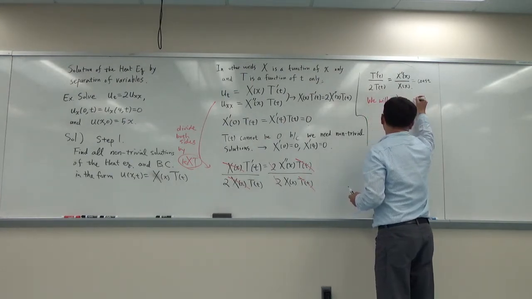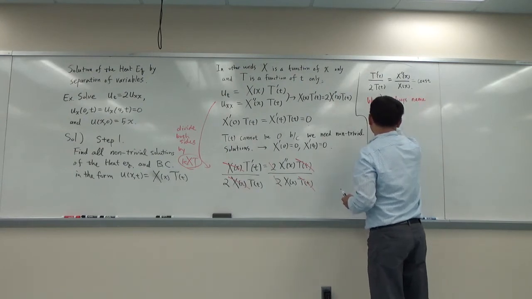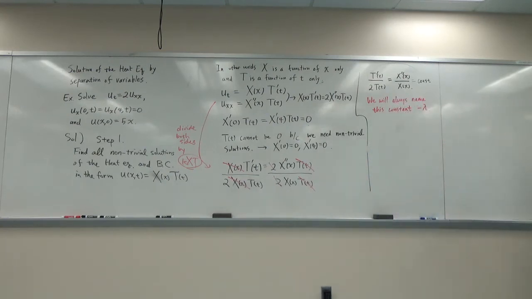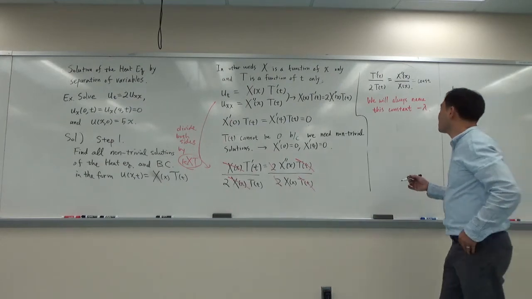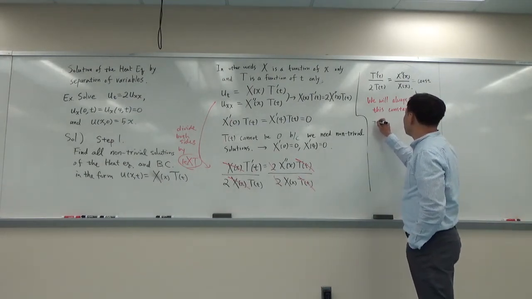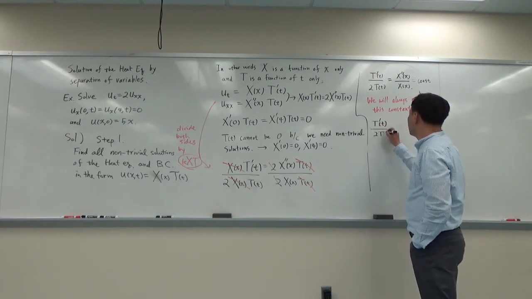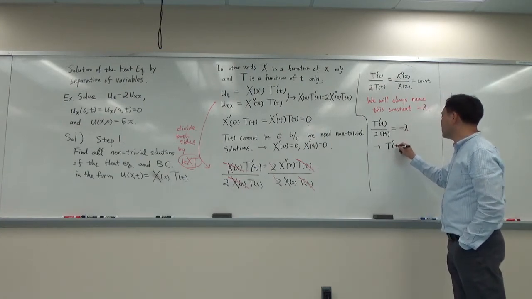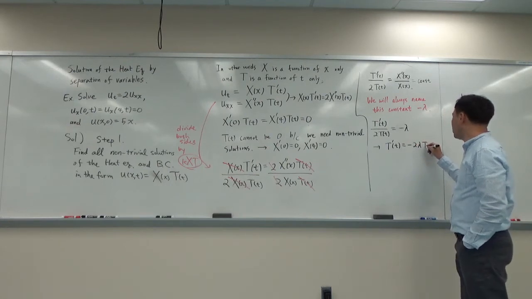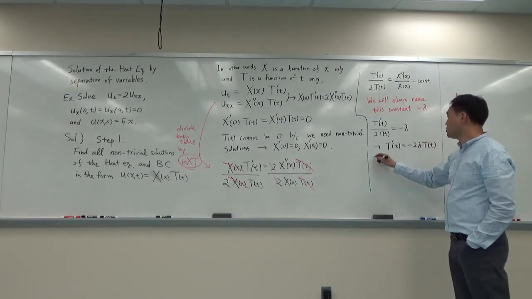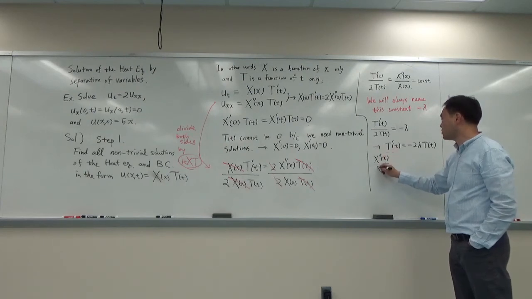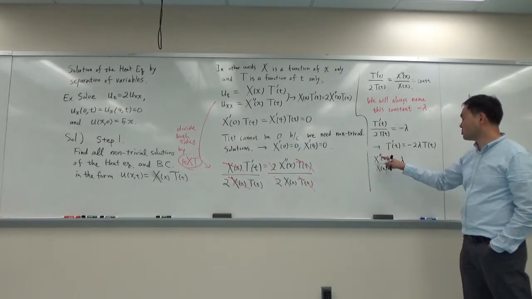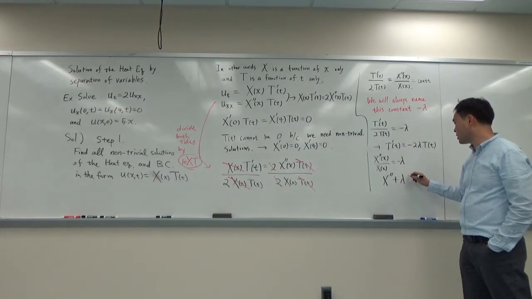Okay? So that's a constant, and what we're going to do is we will always name this constant negative lambda. Why negative lambda? You'll see. So we're going to have T prime of t over 2T equals negative lambda, so that T prime of t equals negative 2 lambda T. And we're going to have X double prime of x over X equals negative lambda, so that if I multiply this and bring it to the left side, we get X double prime plus lambda X equals 0.